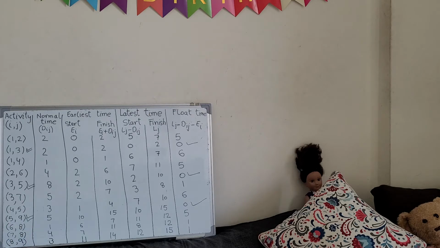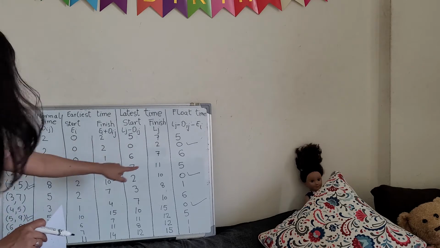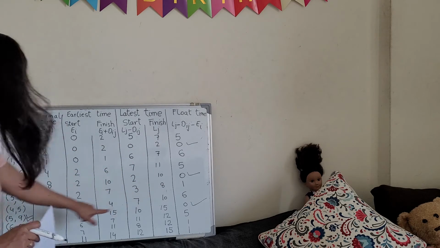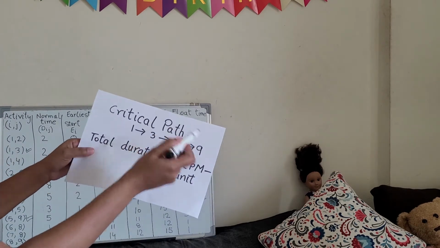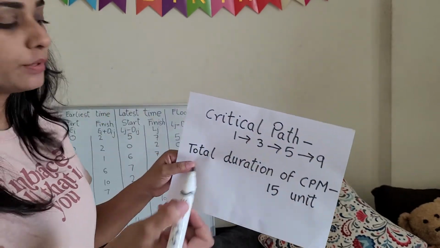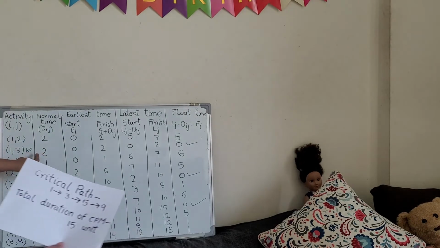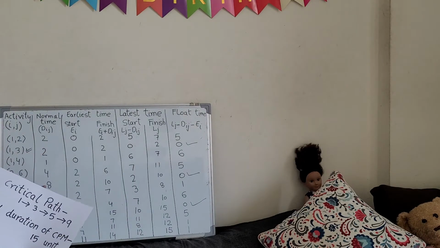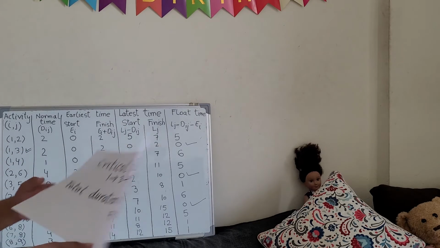Got it? So we got our critical path: 1 to 3, 0 is in front of 1 to 3, then 3 to 5, and then 5 to 9. Let's check 1 to 3, 3 to 5, 5 to 9. This is our critical path, and the duration of the critical path will be, add: 2 plus 8 plus 5, which will be 15.